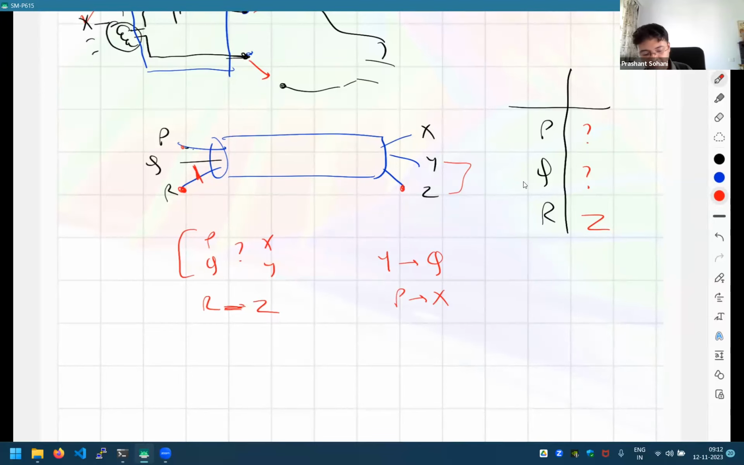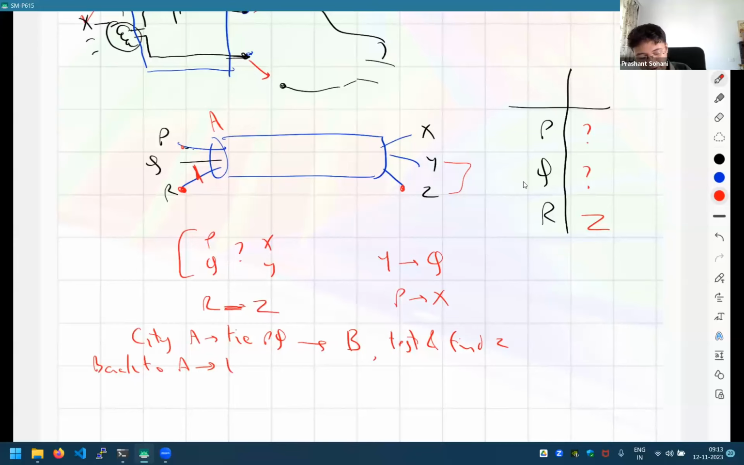So first we tie PQ. If you just write it down, come to city A. At city A, tie PQ, then go to city B, then test and find Z. Then back to A, tie QR, and then go to B, and then test and find Y, X.